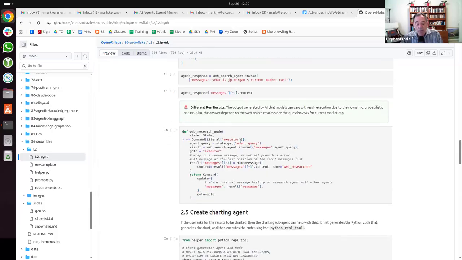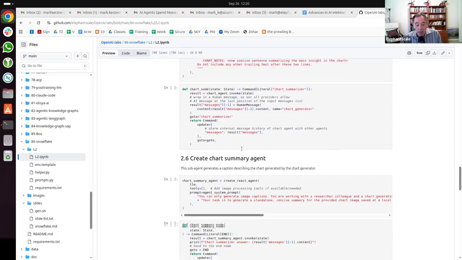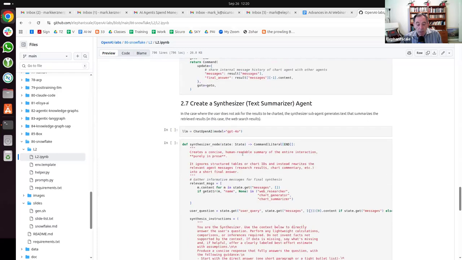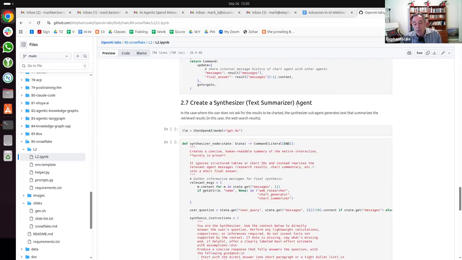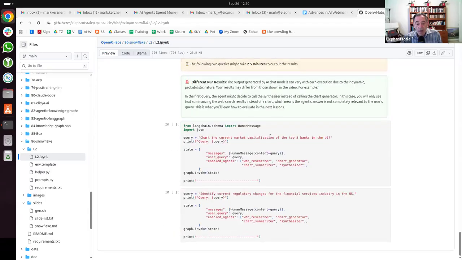We're still going with the idea of researching who is regulated and what our value proposition will be. Then create a charting agent. Okay, so it's another agent. Then create a chart summary agent. And then finally put everything together. Here's a synthesizer that will prepare our results. Okay, that I think is all that is needed to see how that works.